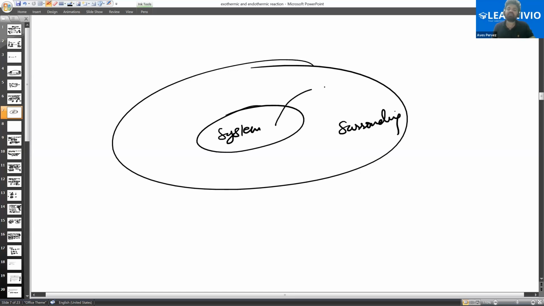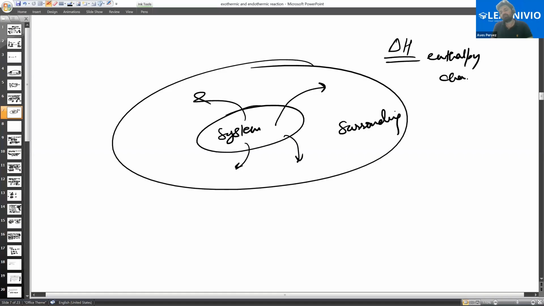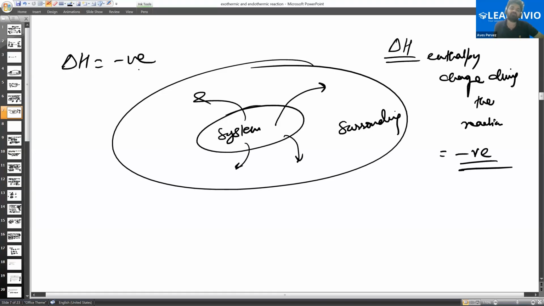So if we are releasing heat, it's a thermal reaction, the energy is being released out. Where does the heat go? It goes into the surroundings. So when the heat goes from system to surrounding, in chemistry we consider it the energy change, or enthalpy change. Enthalpy change during the reaction is considered negative. This is the rule. For an exothermic reaction, the enthalpy change is negative, meaning the value of delta H is negative.